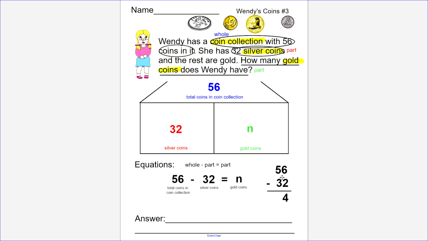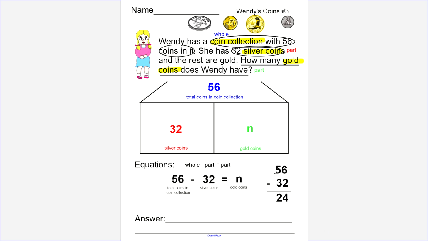Now I'll go to the tens place. 5 is the whole in my tens place. 3 is the part in my tens place. 5 minus 3 is what I need to solve for the tens place. Think in your brain, what is 5 minus 3? Yes, 5 minus 3 equals 2, so the answer in the tens place is a 2.